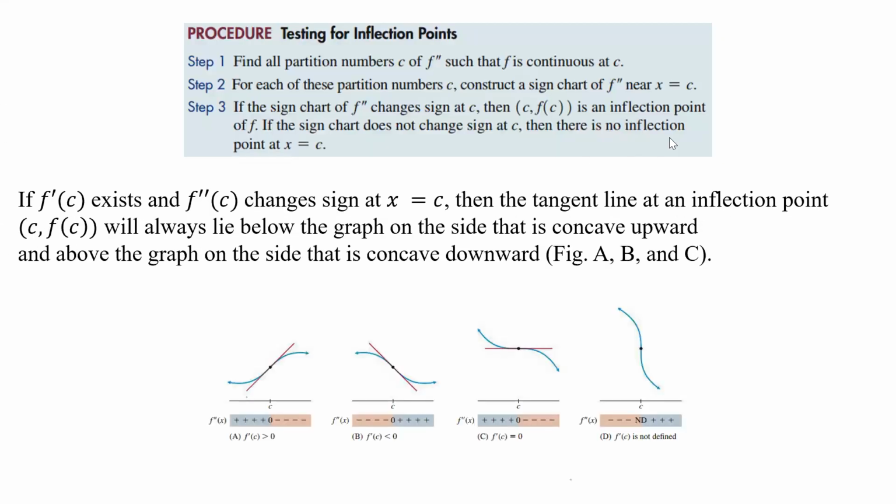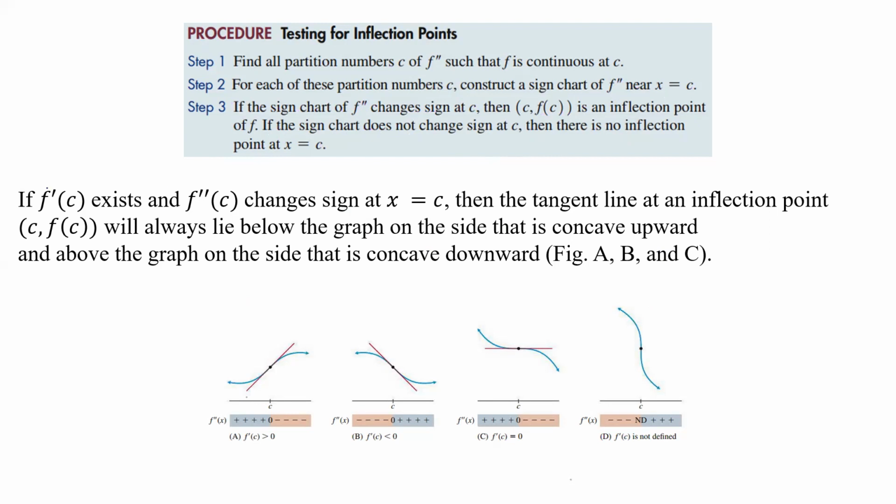So how do we test for this? We test for inflection points by finding all partition numbers C for the second derivative such that f is continuous at C. Then for each of these partition numbers C, construct a sign chart, kind of like we've done before, for f double prime of x around x equals C. Now, if the sign chart of f double prime changes at C, then C, f of C is an inflection point of f. And if the sign chart does not change at C, there is no inflection point, and therefore it's not going to change from upward to downward as far as your concavity.